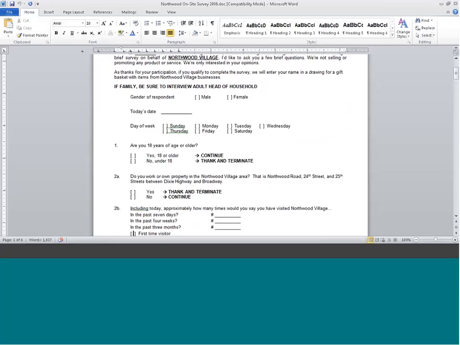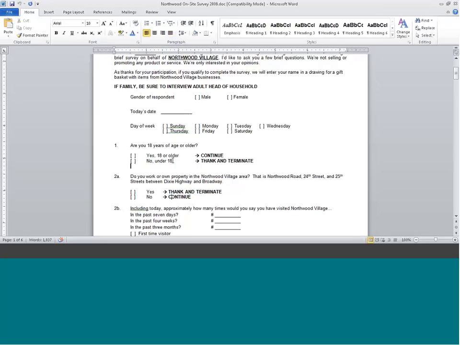So here, the person has to be 18 years of age or older, and we know that because the continue is next to 18 or older, and then under 18 is thank and terminate. Now the thank and terminate, the person doesn't say, thank you, I'm terminating you. They just say, thank you for the study, this quota has been filled, usually is what they'll say, instead of you don't meet the criteria of the survey. That could be offensive to somebody. So you just say, thank you very much, the quota for your segment has been filled.